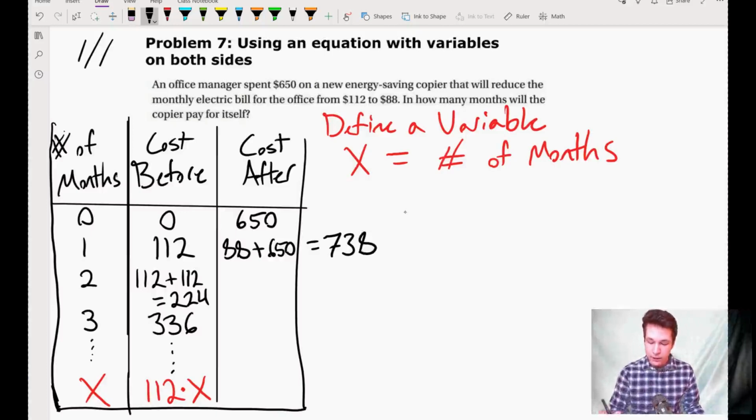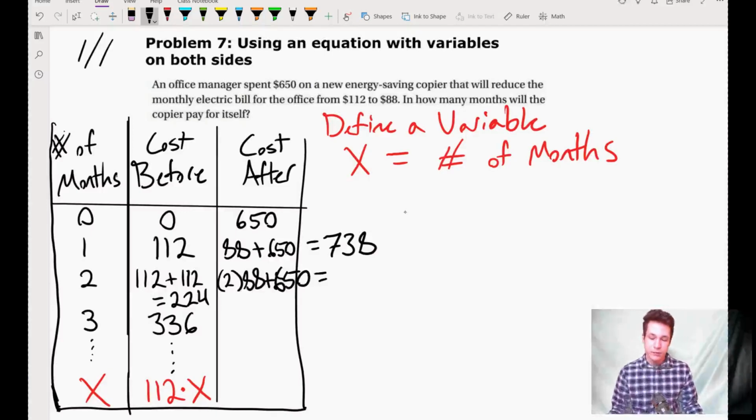Okay, on the second month, we're going to have to take 2 of those $88, and we still have the 650 at the end. Okay, so it looks like it costs a lot more. 2 times 88 plus 650.